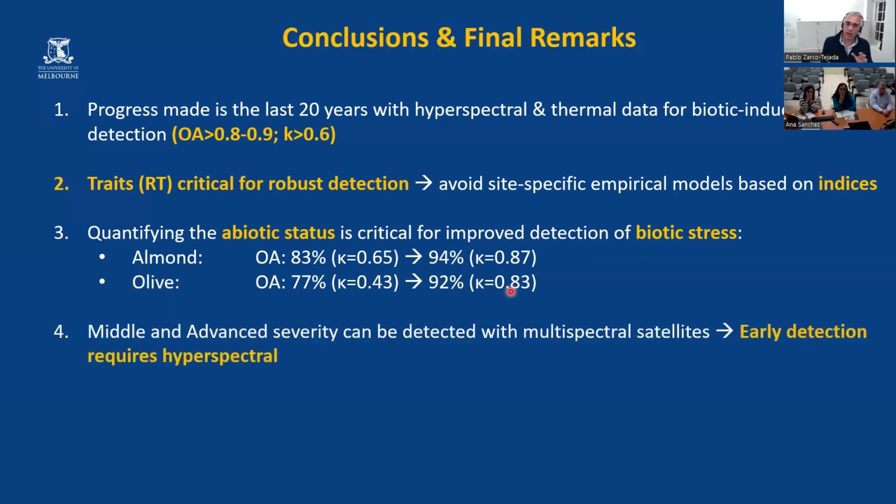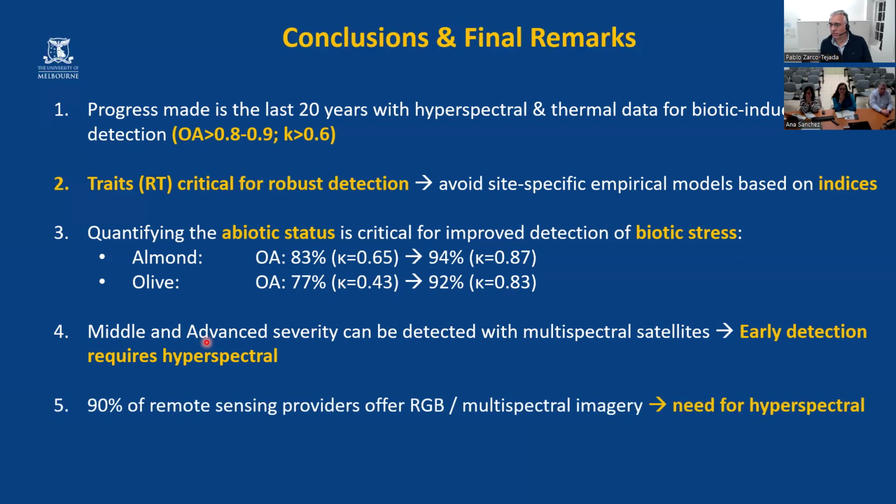I think that we have also demonstrated that multispectral satellite data are useful. So they can be applied, but they are very useful for middle and advanced severities. If we are interested in the very early, pre-visual detection, that's where they fail. Why do they fail? Well, it's a combination of how many spectral bands we have, but also the fact that we don't have those that are very critical for the early detection of diseases.